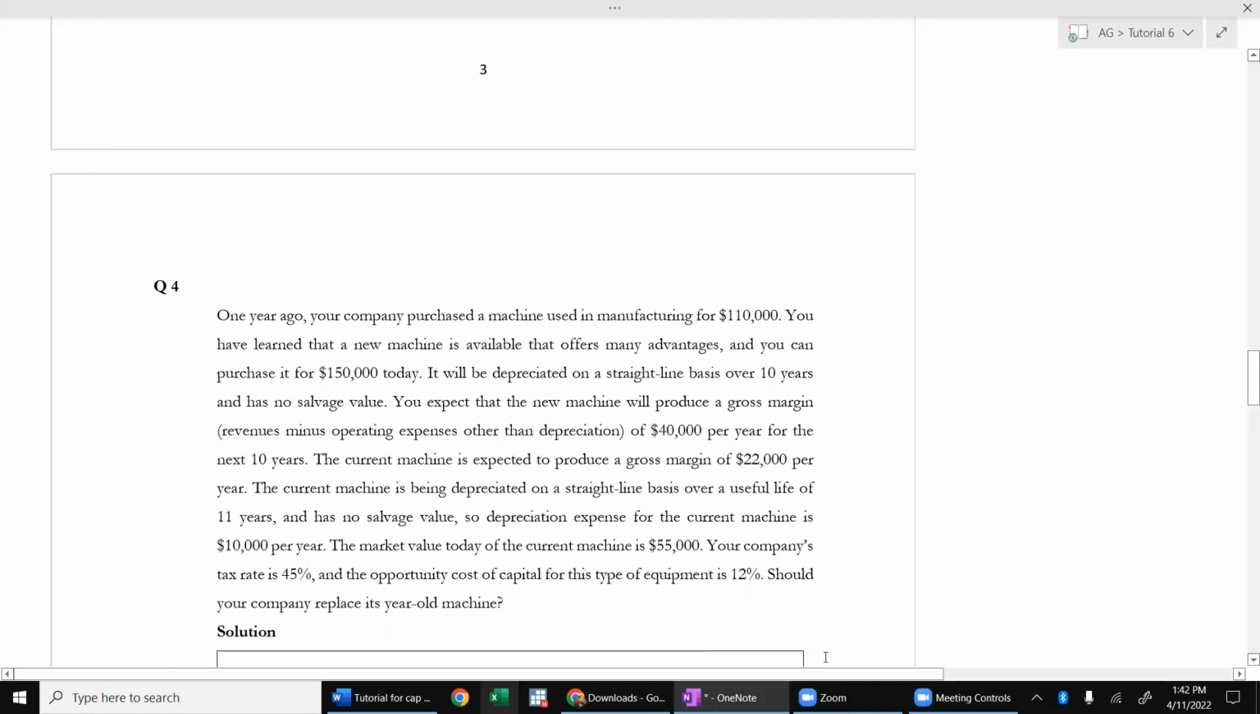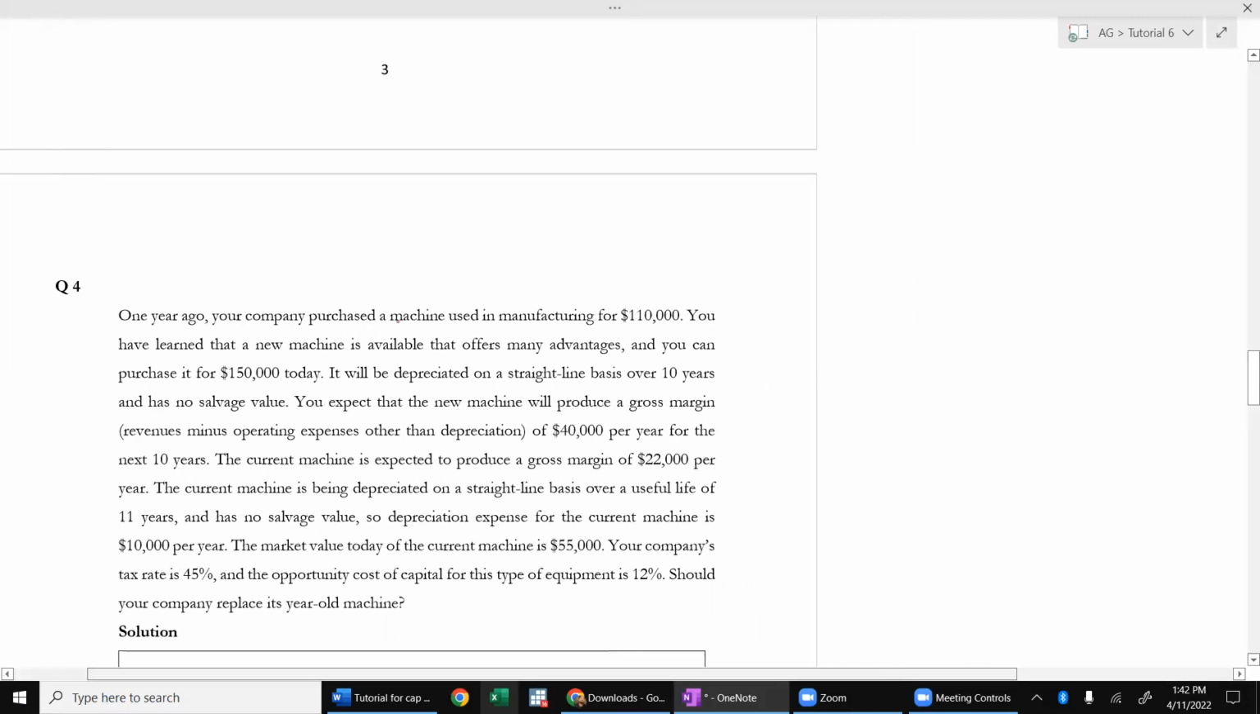1 year ago, your company purchased a machine used in manufacturing for 110,000. So the question is saying 1 year ago. So it means you are here, but the question is saying last year, right? So last year, the cost of the machine was equal to 110,000. Okay. So this is T minus 1 and this is 0. Or in other words, T0. You're standing here. Okay. So you bought it last year, 110,000.